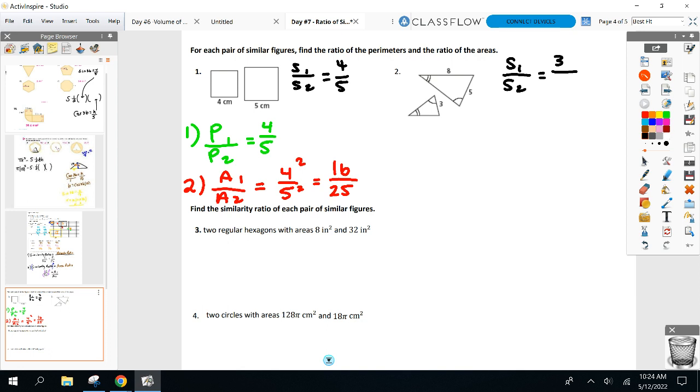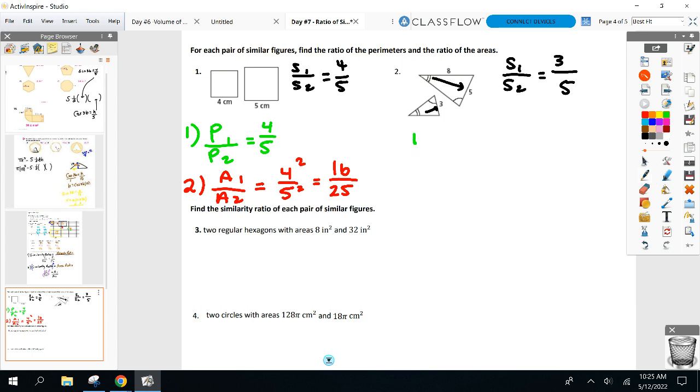So the similarity ratio is 3 to 5. Correct. Anybody want a sneaky way of getting that? Everyone see how 3 is across from this angle with 2 arcs? What's across from this angle with 2 arcs? 5. It's a little sneaky way in case you can't visualize it.